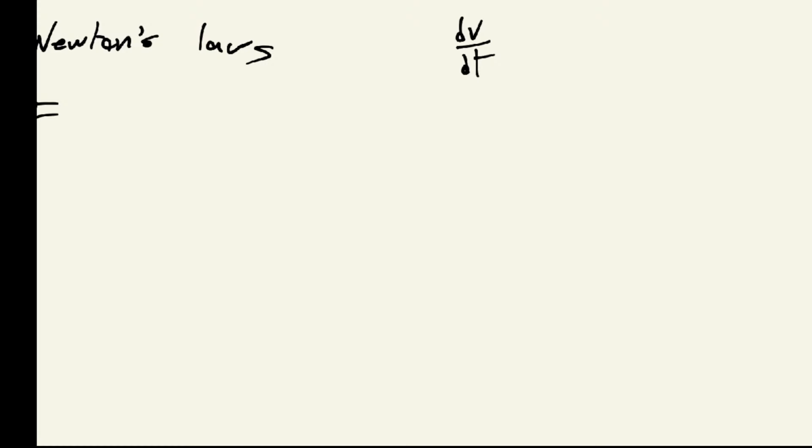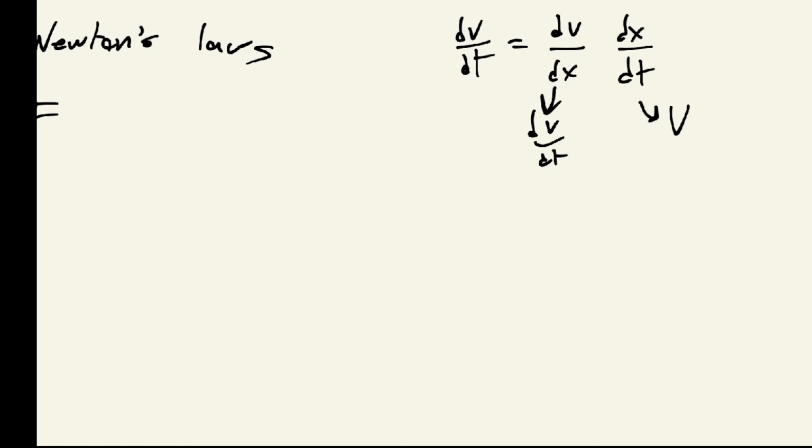So instead of saying dv/dt, we'll say dv/dt equals dv/dx times dx/dt, right? And this makes sense because the x's would cancel and the t would come over here, and so it works. What's good about this is that dx/dt is just velocity. And dv/dx is exactly what we're looking for. We want dv in terms of dx.